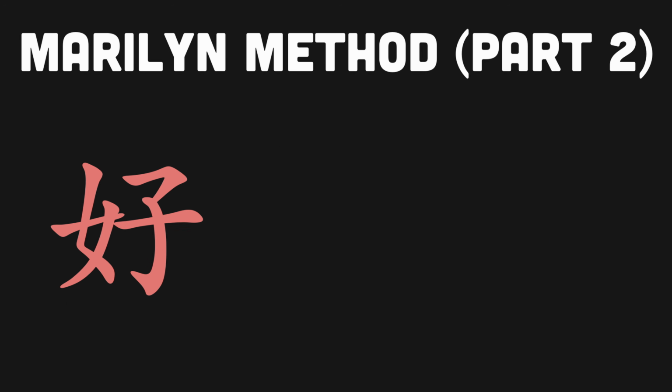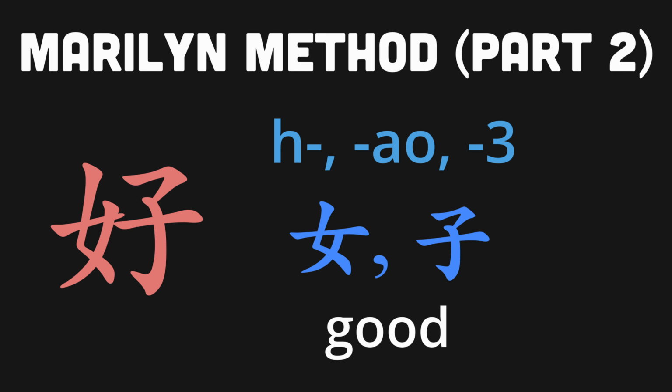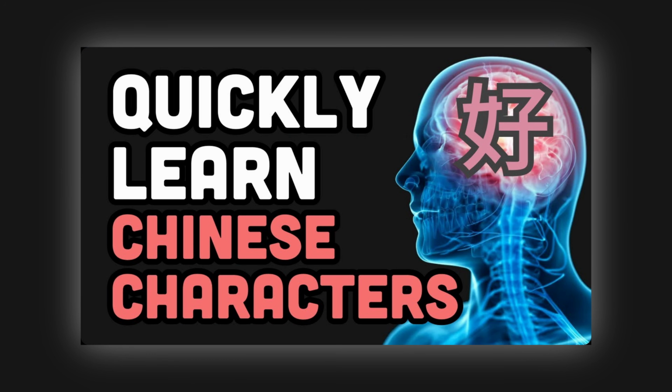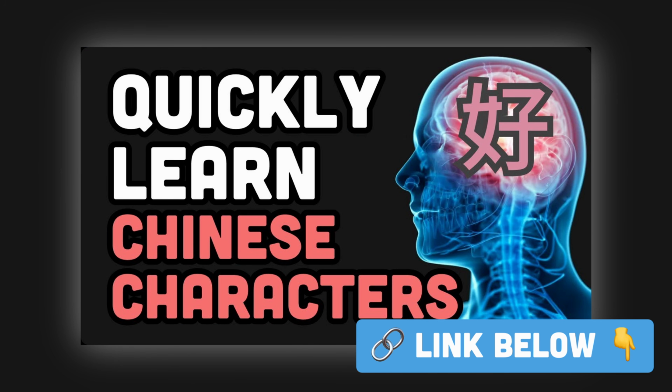The second part is how to weave the pronunciation, components, and meaning of a character into a single easy to remember mnemonic story. I've already covered this in my video about how to easily remember any character, so if you haven't watched that, I recommend watching it after this video. Let's begin with a brief overview of the problem that the Marilyn Method aims to solve.